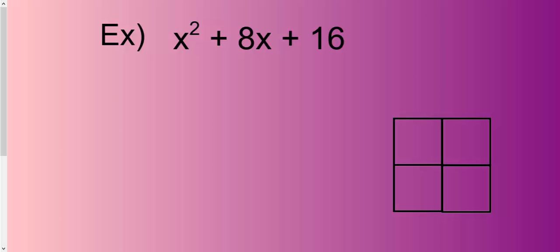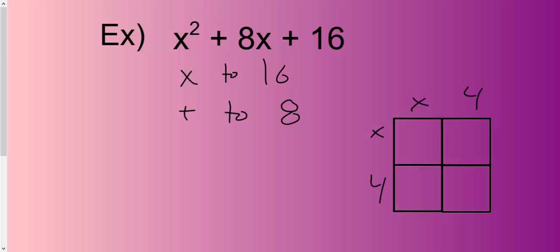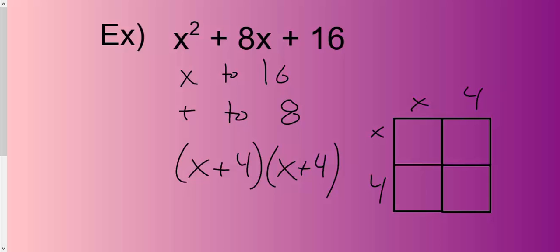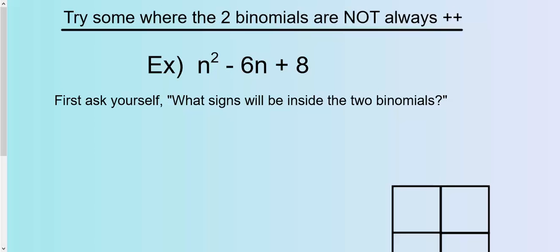All right, multiply to 16, but add to 8. Okay, so that would be 4 and 4. And again, you can fill out this box if you want to double check. I'm not going to. So we have x plus 4 times x plus 4. I want to find one where there's a negative sign. We've seen enough of these.